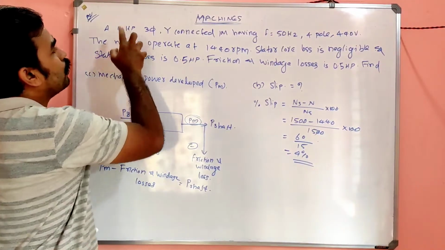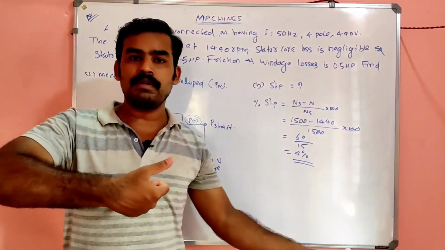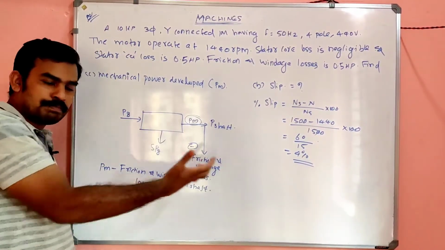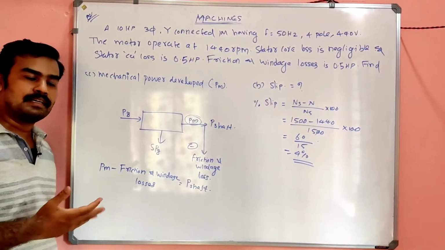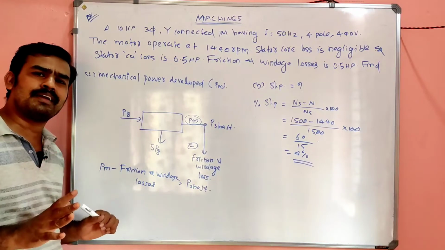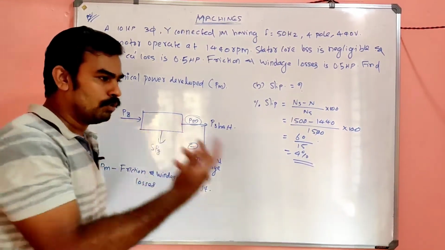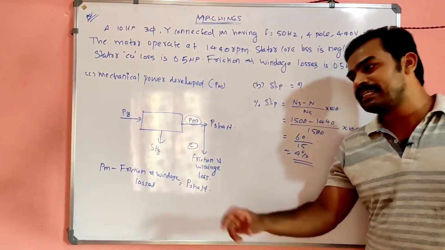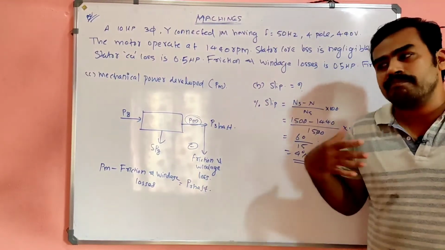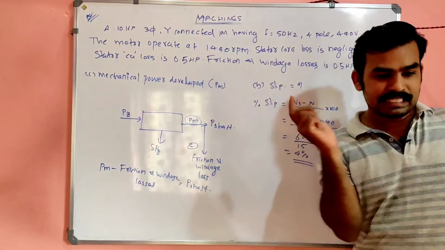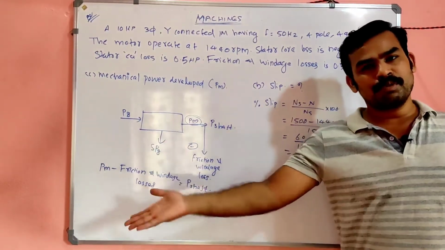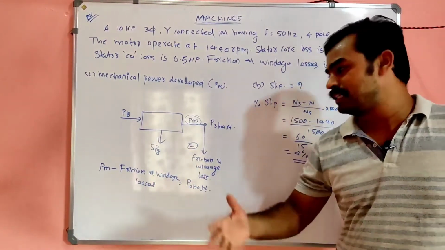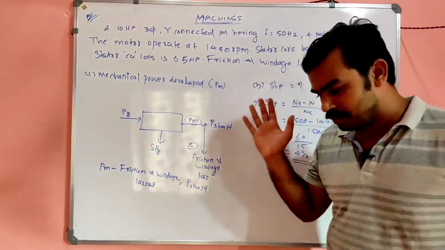A 10 HP motor means the output or the available power at the shaft is nothing but, my dears, 10 HP. The developed mechanical power, the input power, that we don't want. Suppose you are a buyer, you go to a shop and you want to buy a motor. Then you don't want to know what is the mechanical power developed and all. You are not bothered about the losses, what the friction and windage losses are, what the rotor copper loss is. You don't bother about that.